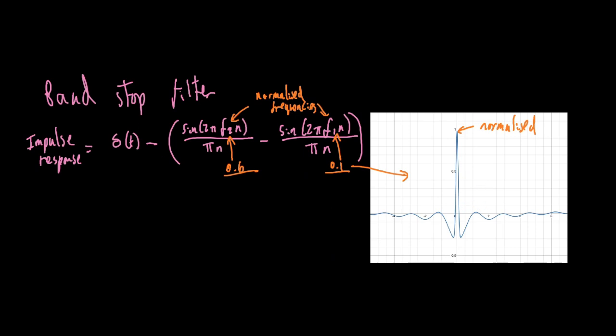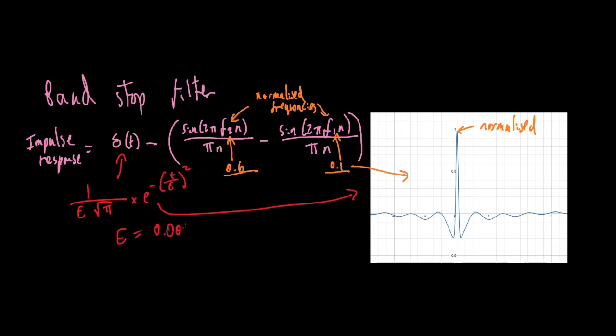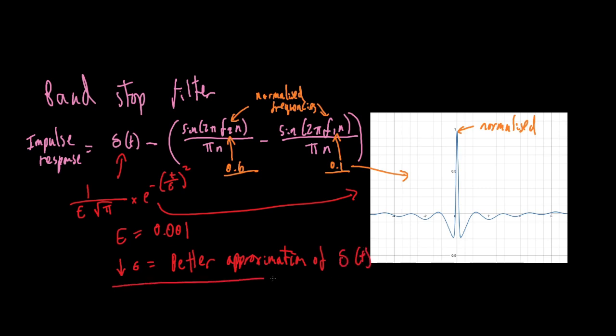Remember that delta Dirac, I'll change the color to red, is approximated to 1 over epsilon multiplied by root pi, all this multiplied by e to the power of minus t divided by epsilon, squared. Now for this graph, I've used epsilon as 0.001. Now, of course, the smaller the epsilon, the better the approximation of delta Dirac. That's just from previous slides, but I'll put that there in case you forget. Smaller epsilon, better approximation of delta Dirac.